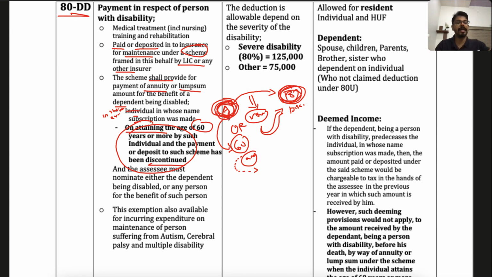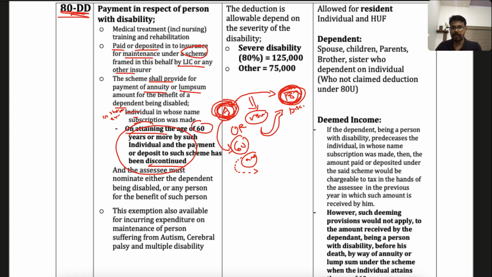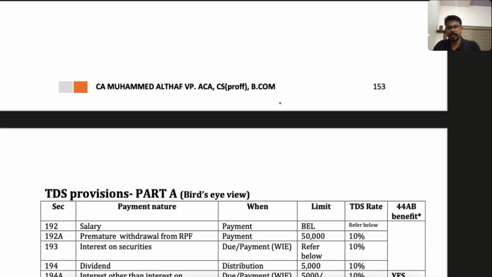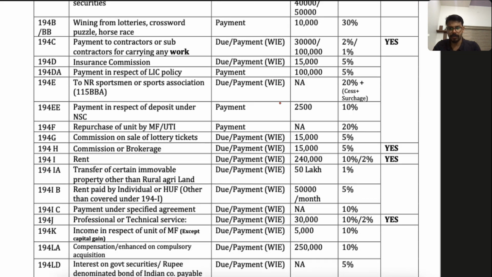Or when Mr. A attains the age of 60 and Mr. A has discontinued the payment to the insurance policy. In that event, the insurance company shall pay the amount to Mr. B. Okay, so those schemes are also eligible under the 80DD deduction. That's the amendment. That's all the major amendments in 80DD, and this is a small thing they have inserted. That's not that important. The next one is TDS and TCS, where we don't have amendments.